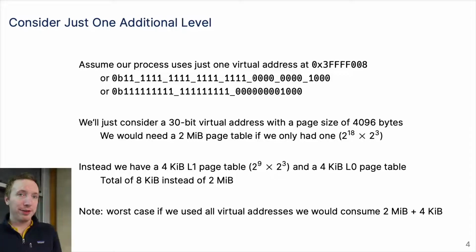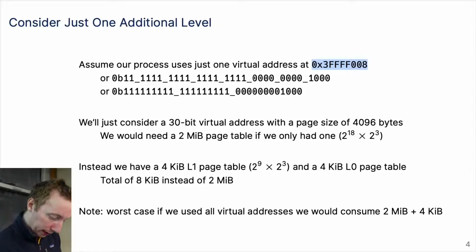So if we just consider one additional level, so we'll just have an L1 and an L2 page table, so we have 2 page tables. We'll just consider a 30-bit virtual address instead of 39, just to make it so there are only 2 levels. So if we write out this virtual address, 3FFFFF008, if we write that out in binary, these are the 2 entries there.